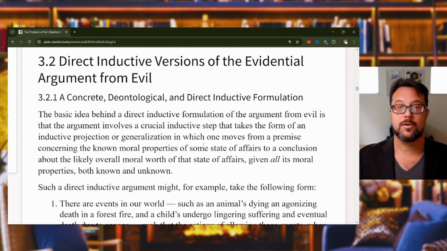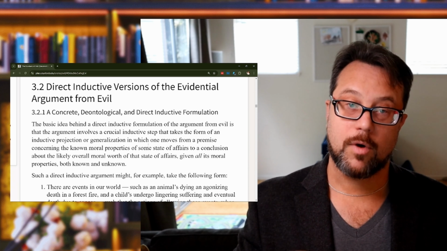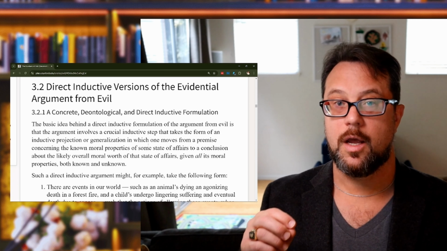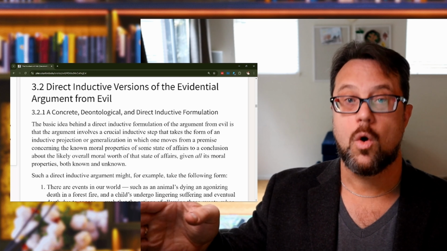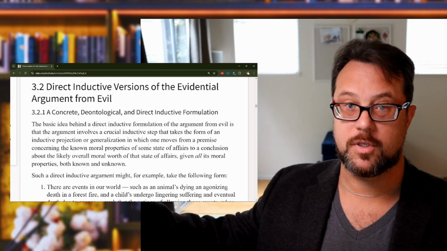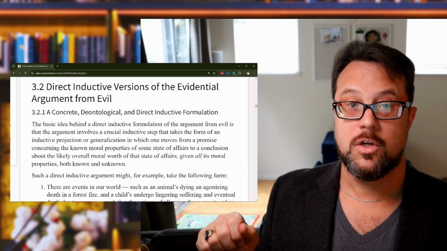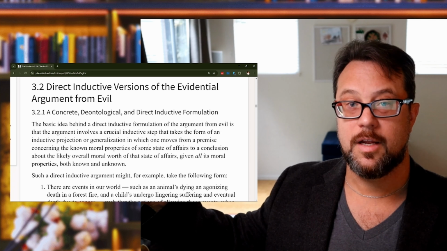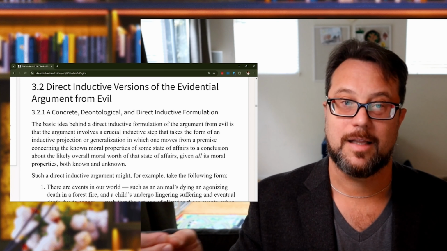So we pick up the article at section 3.2, and it's a direct inductive version. What does Tooley mean by direct? Well, in a direct inductive version, of course, inductive is probabilistic, but direct versus indirect is the difference between actually targeting the falsity of the claim that God exists directly, or creating a separate proposition that together with the evidence makes it unlikely that God exists. So you bring in this additional proposition, and then in an inductive version, together all those things make it unlikely that God exists.